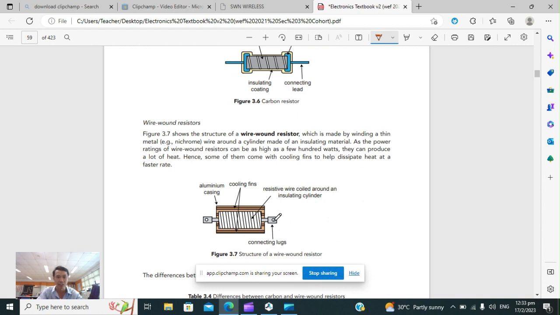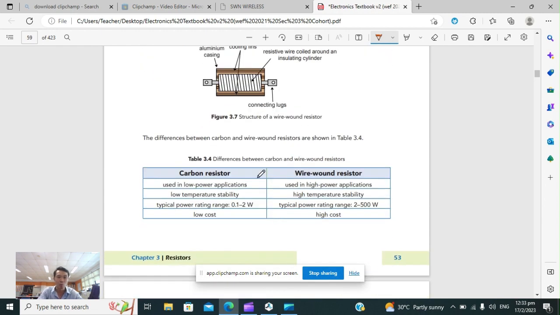You can slowly read it yourself after this video, or you can pause the video and read now. What's important is that you know the difference between carbon resistors and wire wound resistors. Like I mentioned earlier, carbon resistors are smaller in size. They are usually used in low power applications, and wire wound for higher power applications. Carbon resistors are very stable at low temperatures. But in certain environments where the temperature heats up very, very high, don't use carbon resistors because they're not very stable at high temperatures. Use wire wound resistors.